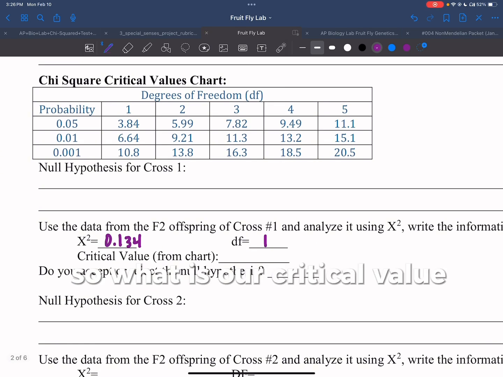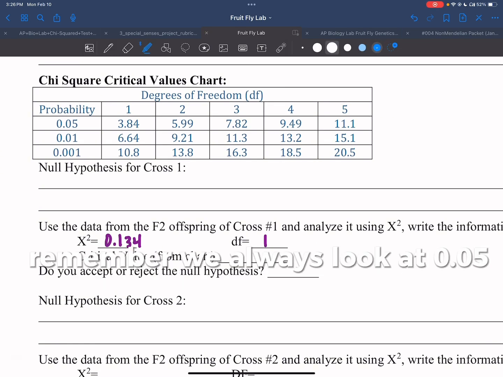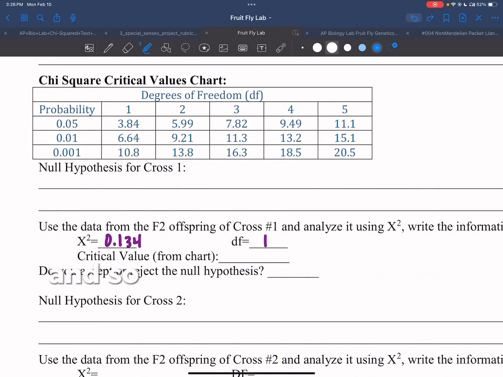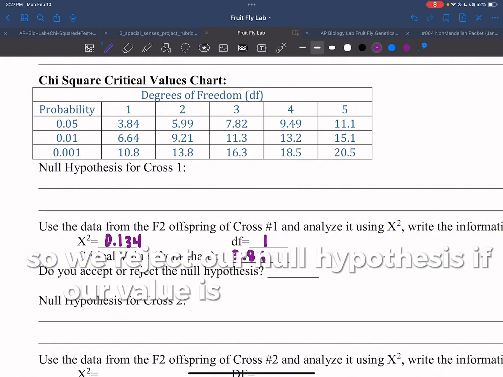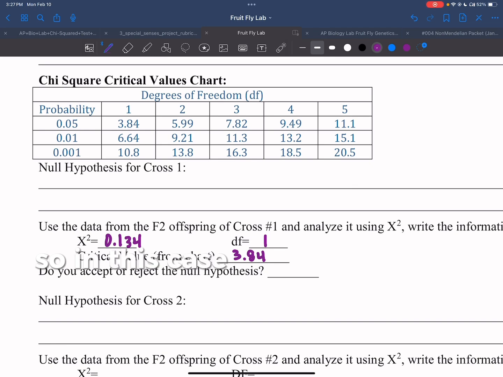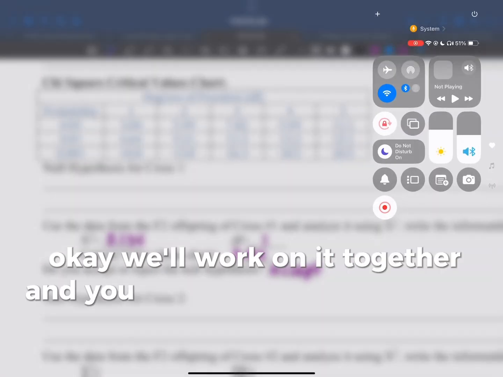So what is our critical value? Remember, we always look at 0.05, and so our critical value is 3.84. So do we reject or accept? We reject the null hypothesis if our value is greater than 3.84, and we accept if it's less. So in this case, we would choose to accept. And that's how we do this lab. Yes, it's long, but show your work. We'll work on it together, and you ask for help if you need it.